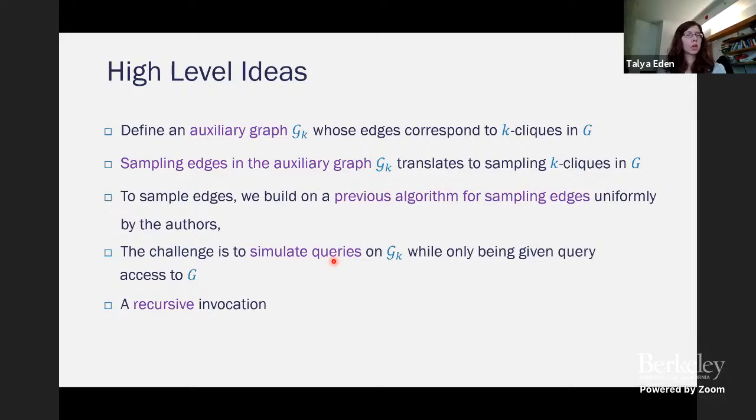And also we'll build on recursive invocations. We start from the query access, which gives us access to uniform vertices. As I said, we're building on this, we give an algorithm for outputting uniform edges, and then we'll continue to triangles, 4-cliques, and so on until we reach k-cliques. So we'll build on this recursive invocation of this algorithm.